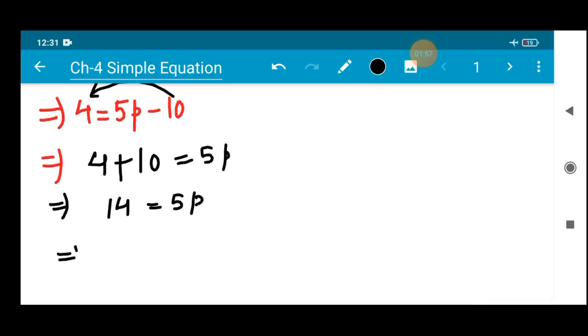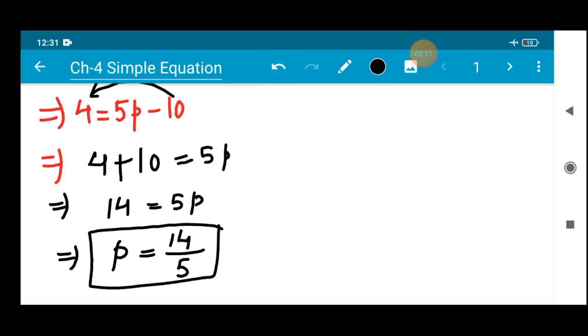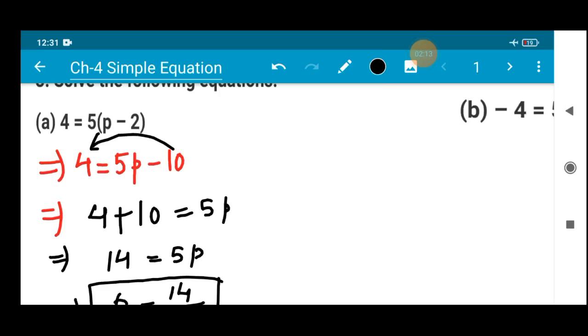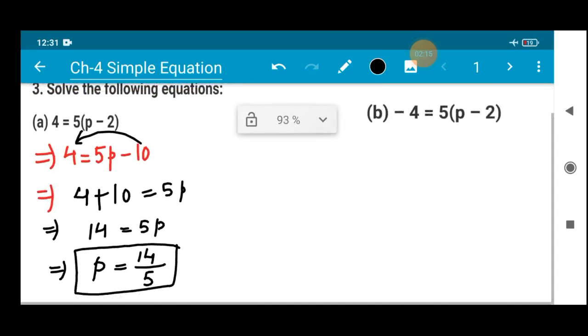Now just see here, I can simply write p is equal to, 5 will go down there, because 5 was multiplied with p, so it is 14 divided by 5 is the answer. So this is one method. This is the first method, that is by opening the bracket.